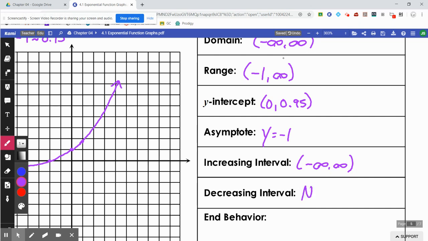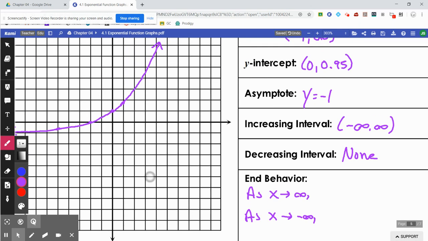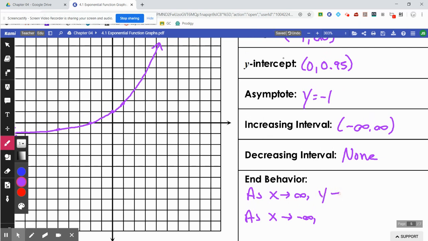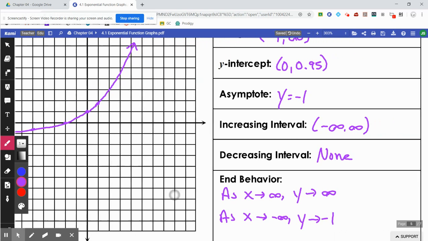Our increasing interval, it increases everywhere. So that means it never decreases. And our end behavior, as we travel to the right on our graph, my y value increases. As we travel to the left on our graph, our y value levels out to the asymptote line, which was -1.